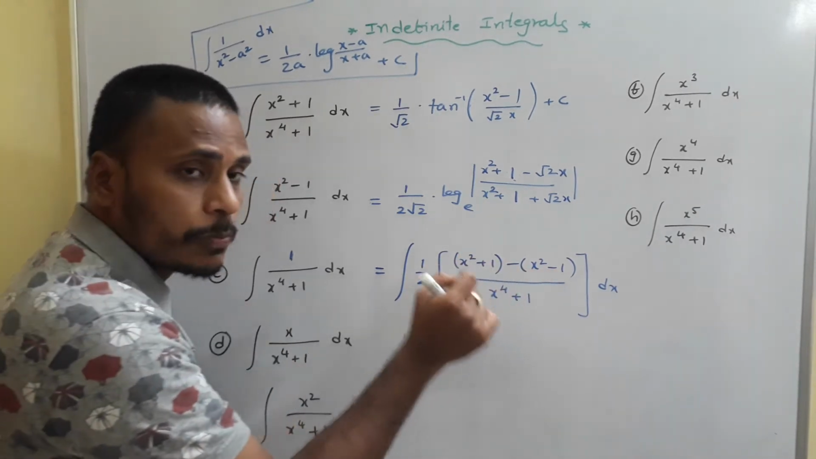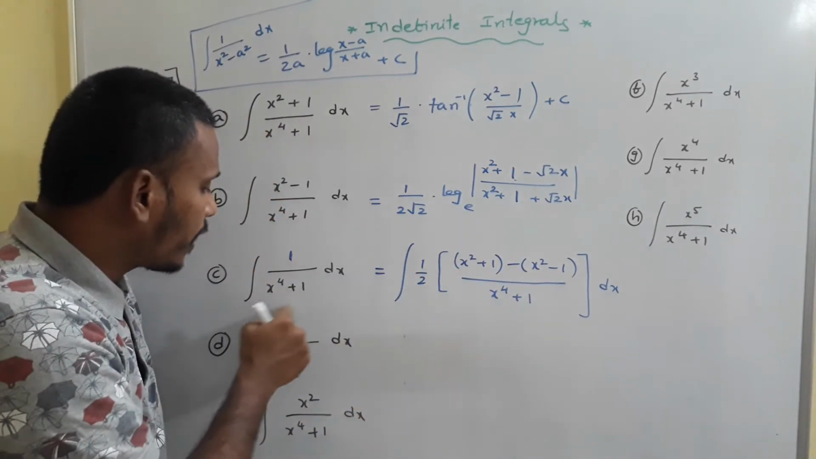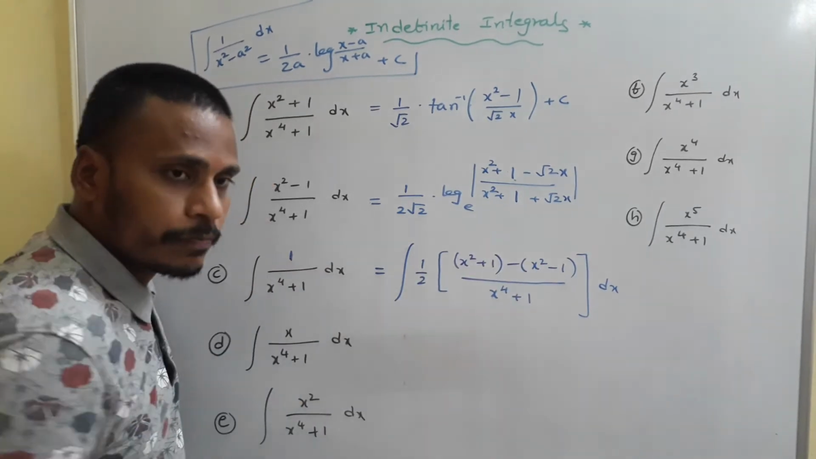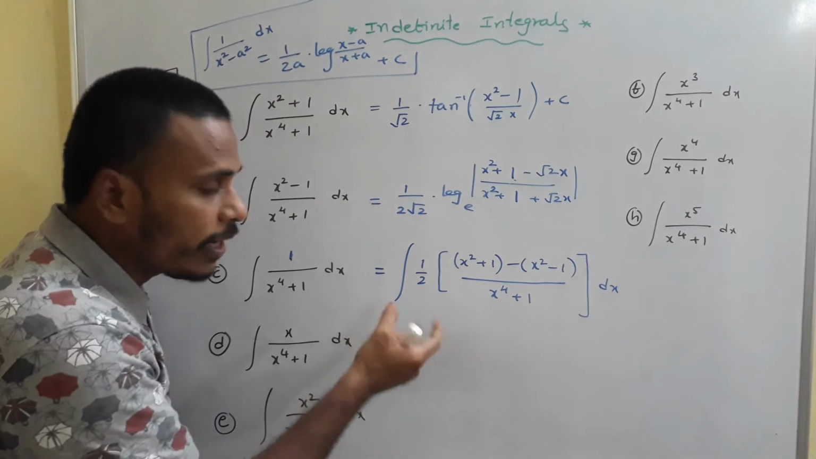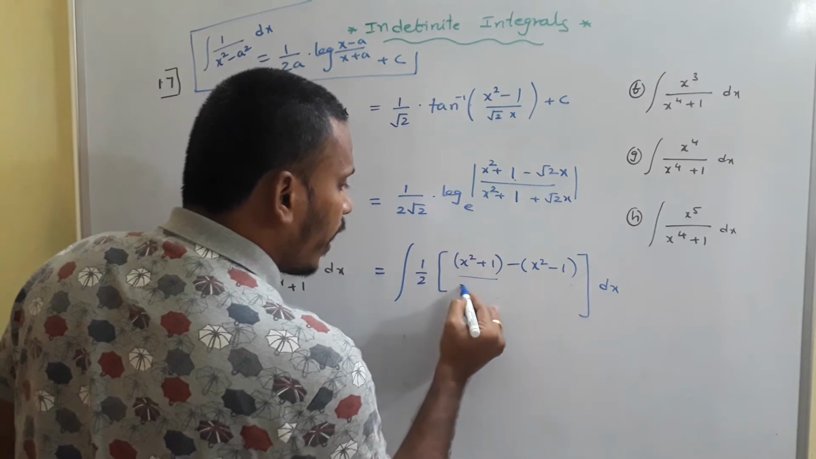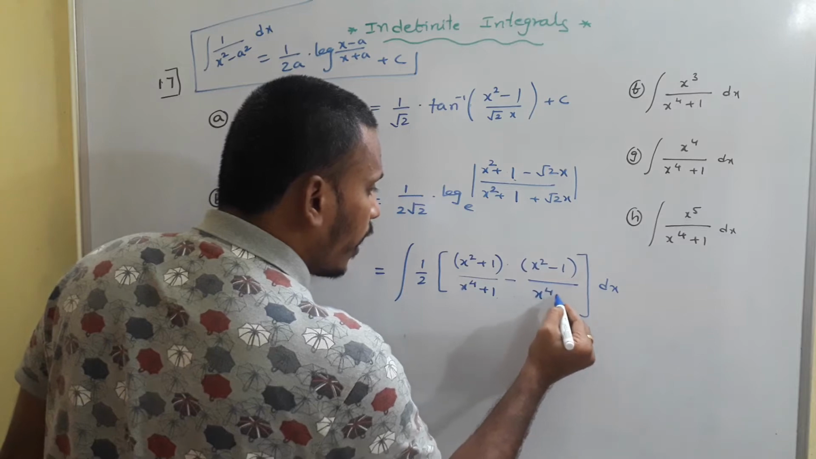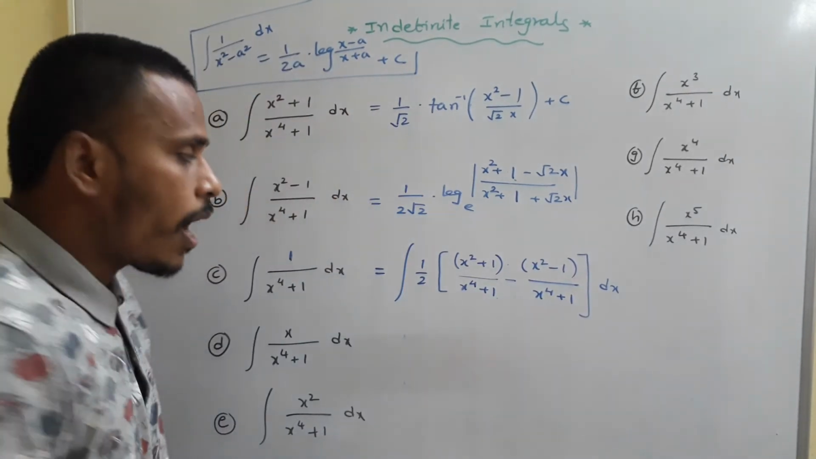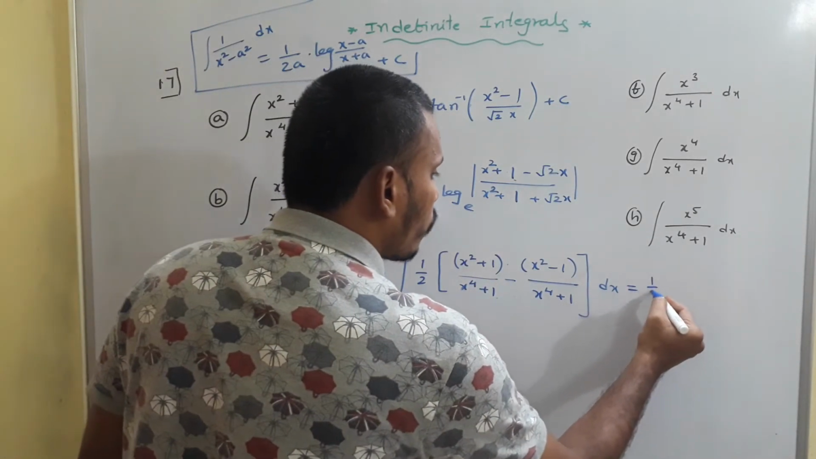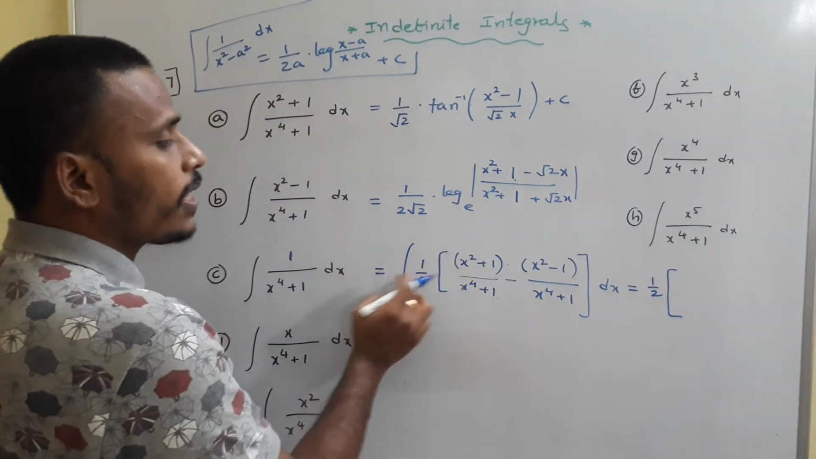1 minus of minus 1 is plus 1. 1 plus 1 is 2, divided by 2 is 1. So that means 1 by x power 4 plus 1 is nothing but half of this expression. And what is this expression? If you split it, you have x square plus 1 by x power 4 plus 1 minus x square minus 1 by x power 4 plus 1 dx. And already we have answers for these two here. So your direct answer for this bit is equal to half of x square plus 1 by x power 4 plus 1. What is its integral value?